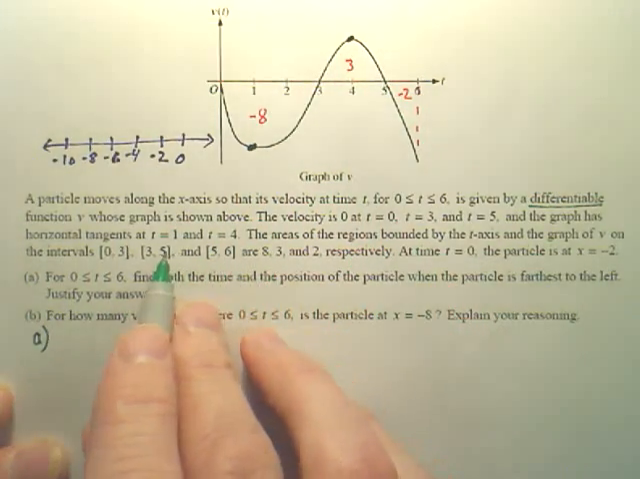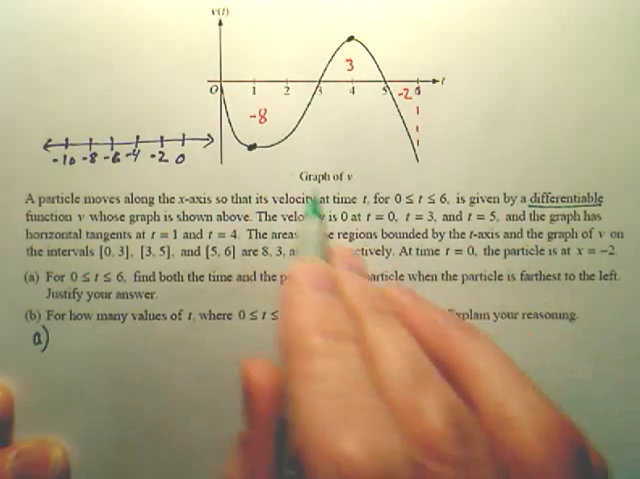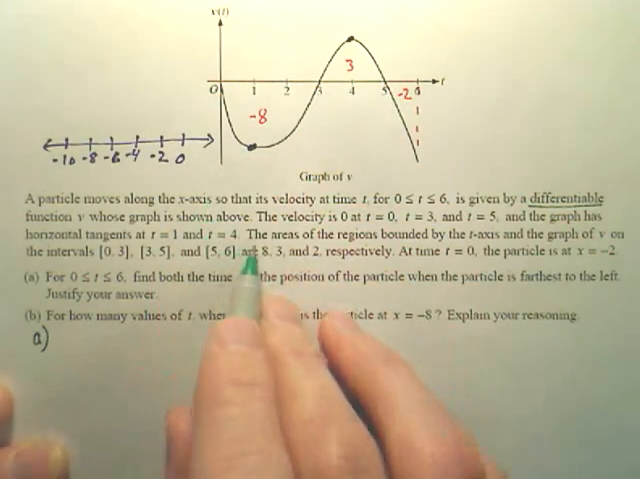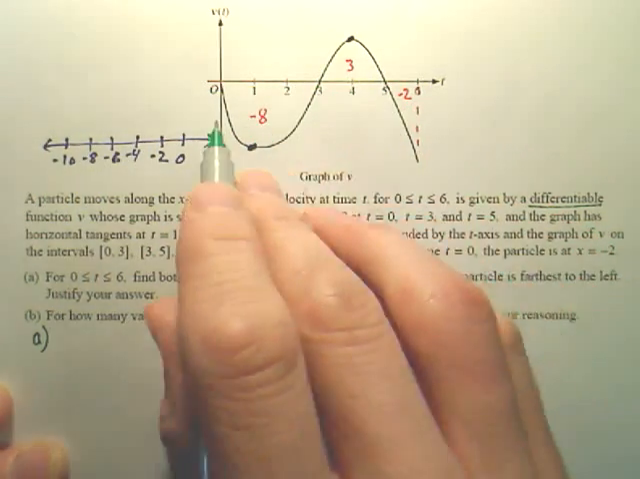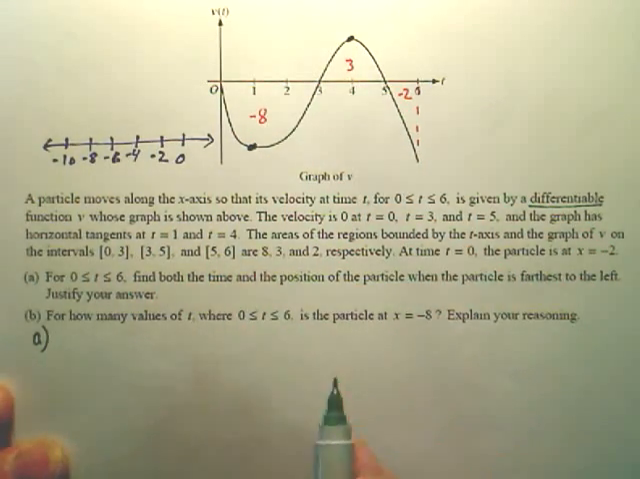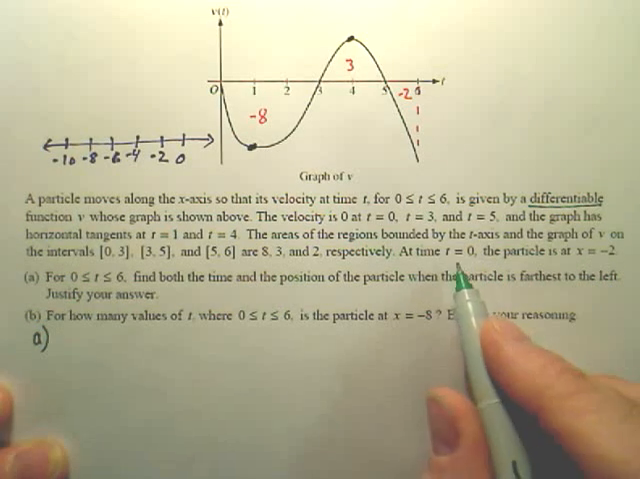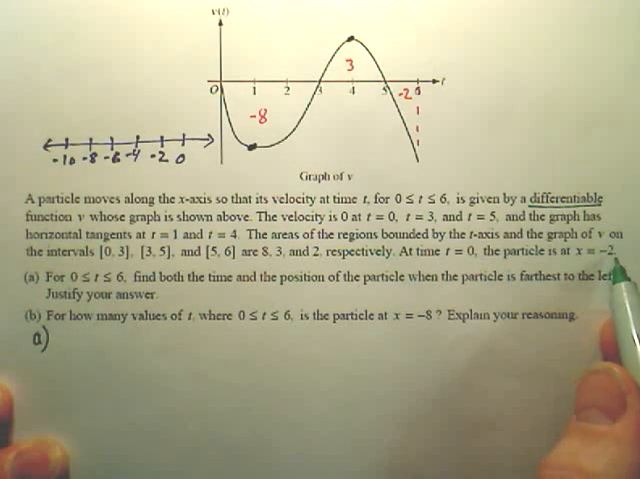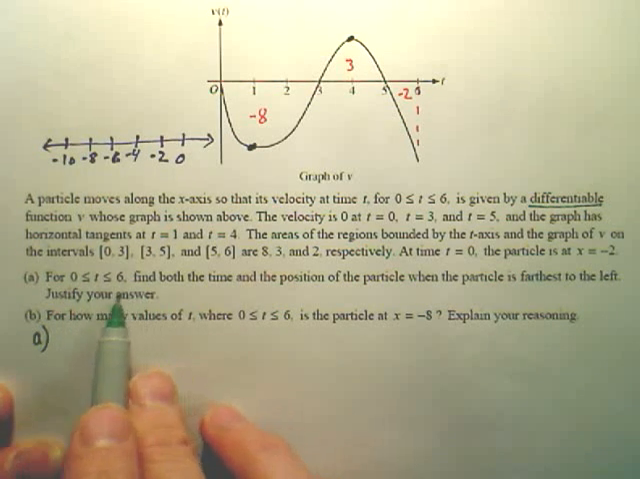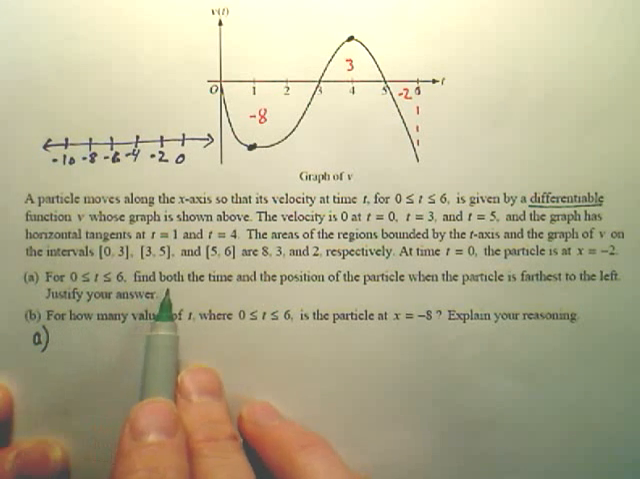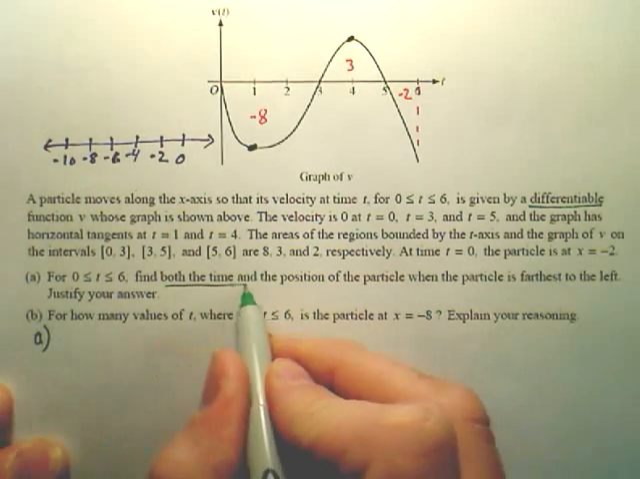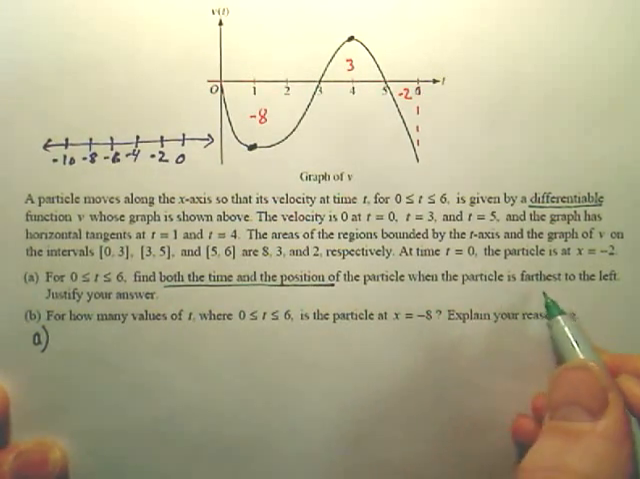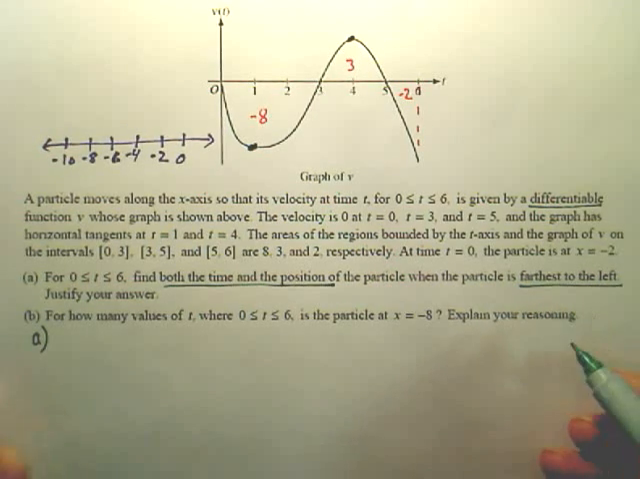And the area of the region, they tell you the areas of these regions are 8, 3, and 2. Remember, this is -8, positive, negative, because area under curves, negatives and positives. And the particle at time 0 is at -2. So, for this interval, find both the time and position, very important, of the particle farthest to the left.